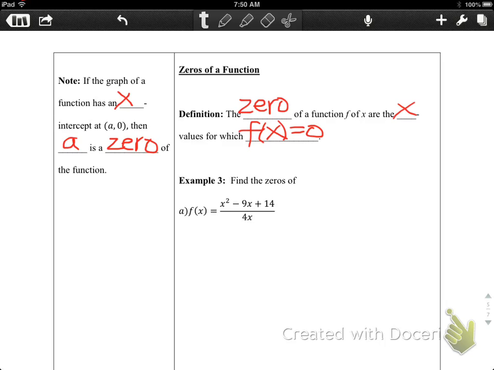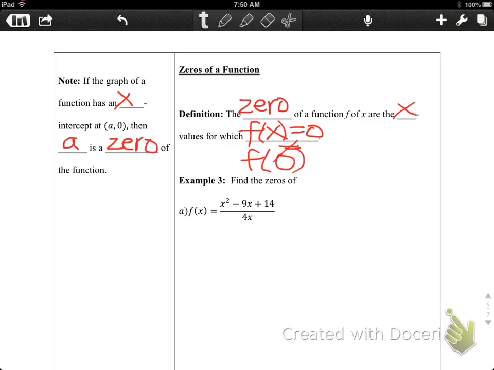Okay, so what that means is whenever you're asked to find the zeros of a function, you set that function equal to 0. Notice that's not the same as f of 0. These two aren't the same because f of 0 would mean your input is 0, so you put 0 inside your function. Whereas f of x equals 0 is you're setting your entire function equal to 0 and trying to solve for x.